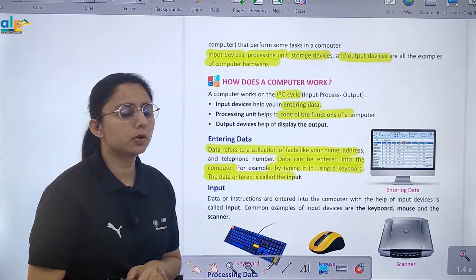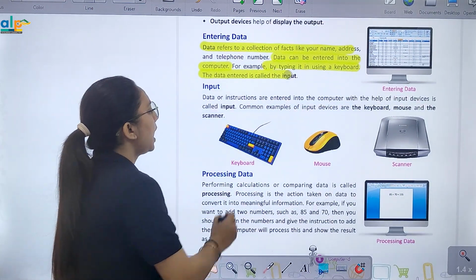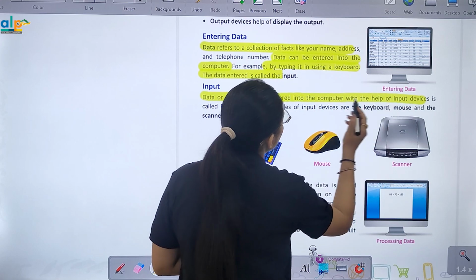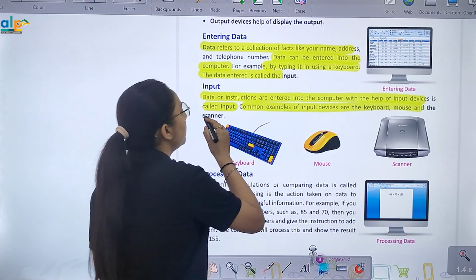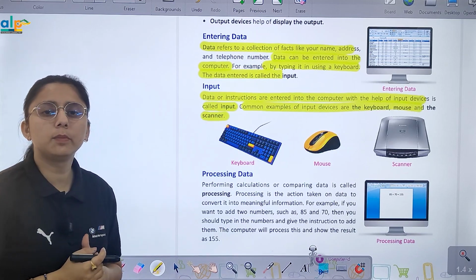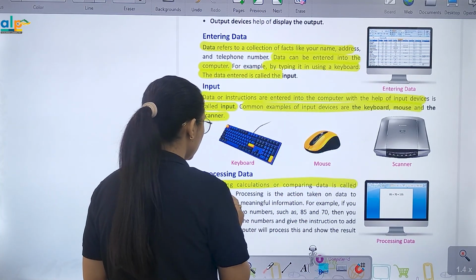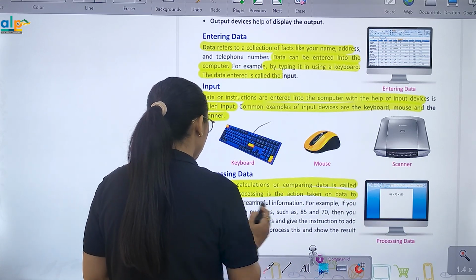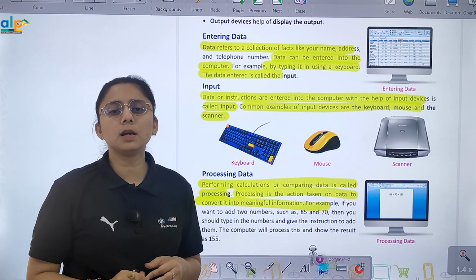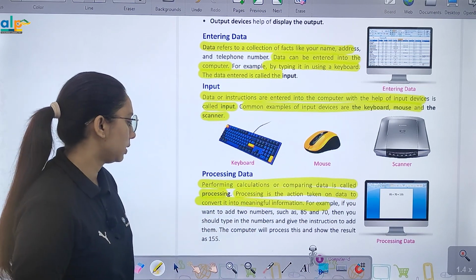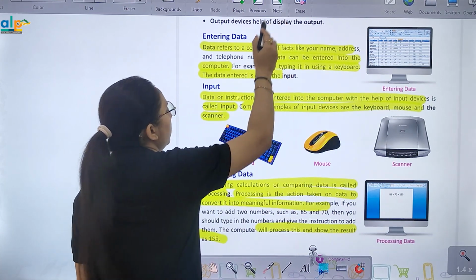जो भी आप data enter कर रहे हो वो क्या हो गया आपका input हो गया. So what is input? Data or instructions that are entered into the computer with the help of an input device is called input. Like we have keyboard, mouse and scanner. These are the different input devices. Then we have processing data. Performing calculation or comparing data is called processing. It is the action taken on data to convert it into meaningful information. जिसको हम किस में convert करते हैं? Meaningful information. Right? The computer will process this and show the result 155.